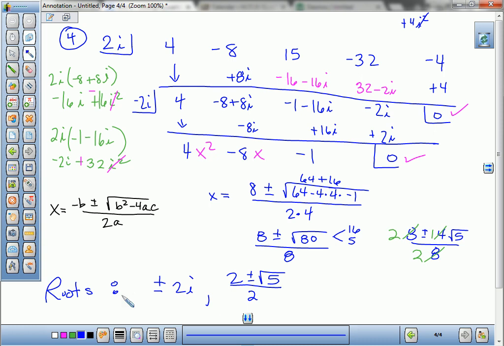Yes, ma'am. Couldn't you, when you got 8 plus or minus square root of 80 over 8, couldn't you divide that and it be 1 plus or minus 10 and then go from there? It looks like you could, but because this one's under a radical, you can't divide something that's not under a radical into something that is. So we have to get it out of the radical before we can do that dividing. That was a good question.